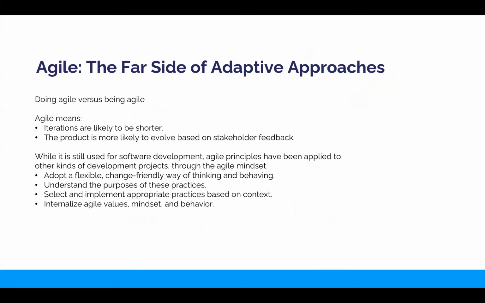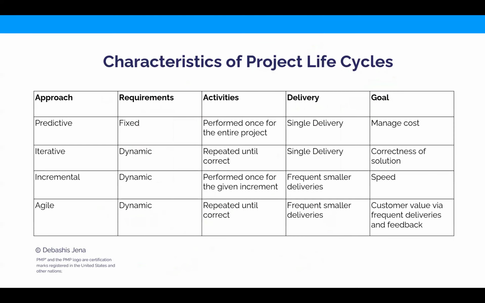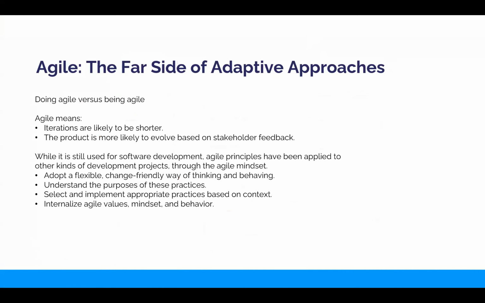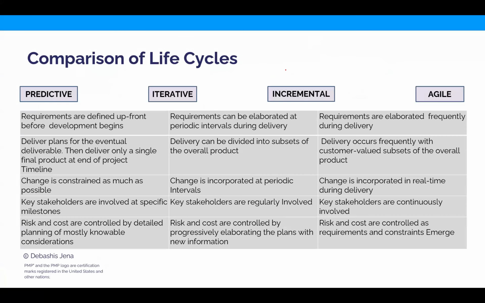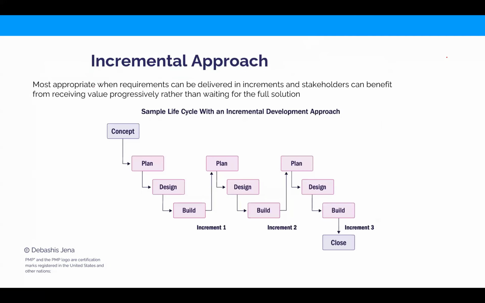That's why we said Agile is like the far side of adaptive. Why did we say? Look, I said adaptive is a common term for all the three. So if all of them are adaptive, Agile is the far side of adaptive. We understood where to use adaptive. All right.